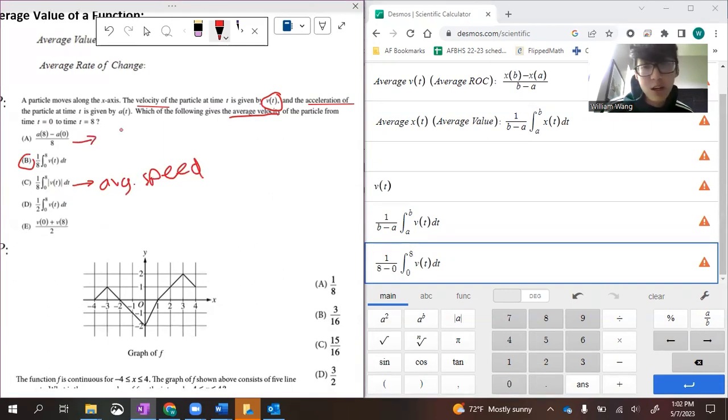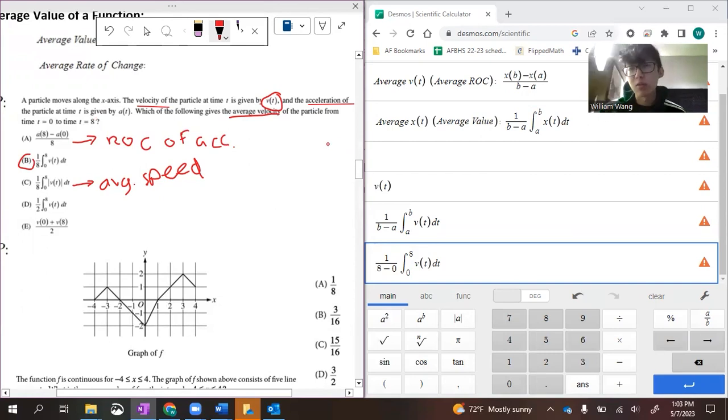This here, they use acceleration. This is like the trap answer. This is your rate of change of acceleration, which we don't even know the word for that, right? Because acceleration is your second derivative. This is looking at your third derivative, basically, which is going the wrong direction. You want to stay at velocity or go from acceleration backwards, if that makes sense.